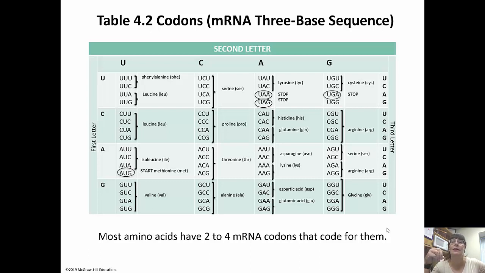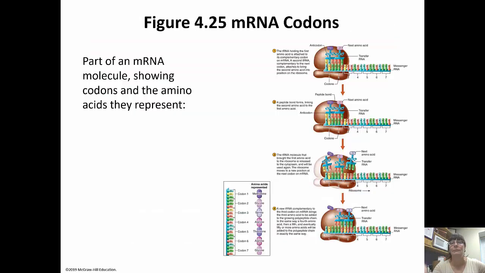And then notice some of these amino acids have 4 codons, like leucine, or leucine actually has 6 codons. Histidine has 2, arginine has 4, lysine only has 2, so you kind of get the basic gist. There could be quite a few codons for one amino acid. This is just showing you part of the messenger RNA molecule, showing the codons and then the amino acids they represent.